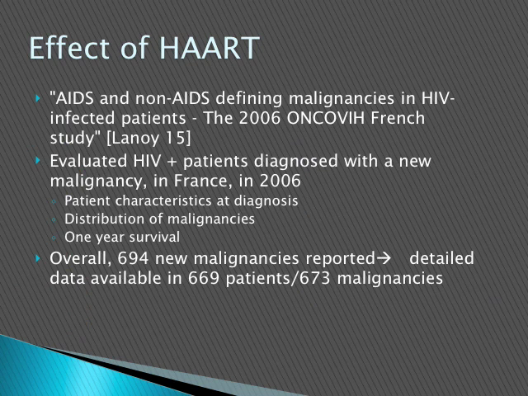So the 2006 Oncofrance, if I pronounce that right, French study, basically, they looked at HIV-positive patients diagnosed with new malignancy in France in 2006. They looked at patient characteristics, distributions of malignancies, as well as one-year survival. They looked at a total of 694 new malignancies that were reported. Detailed data were available for 669 patients, or 673 malignancies.